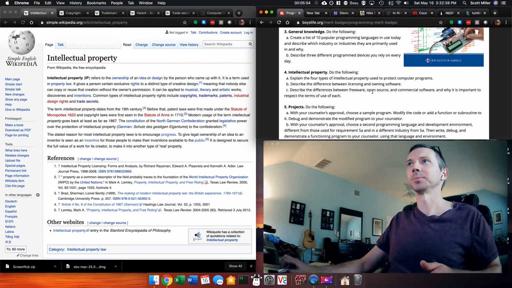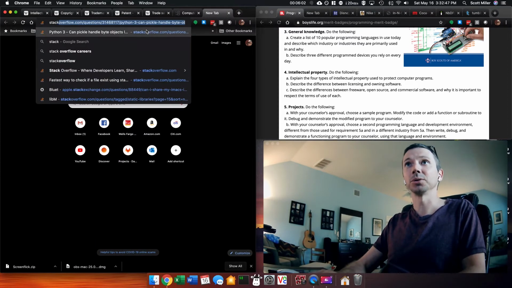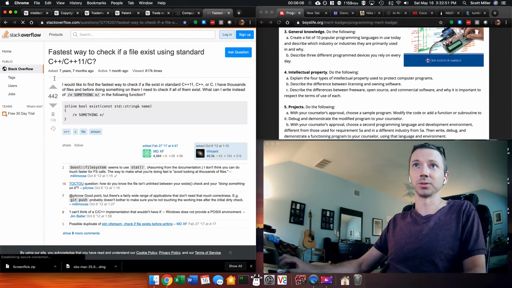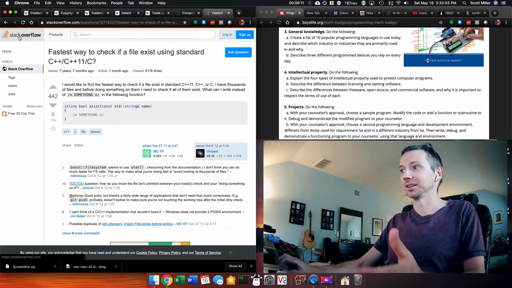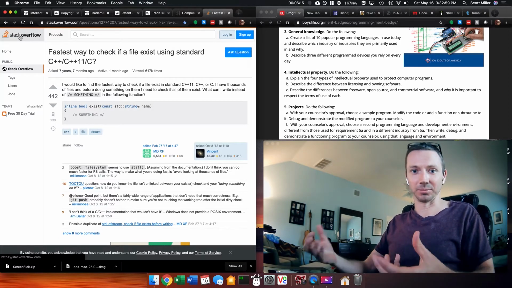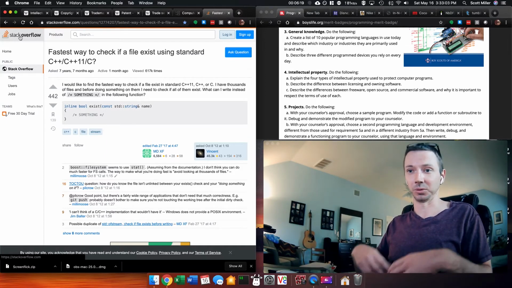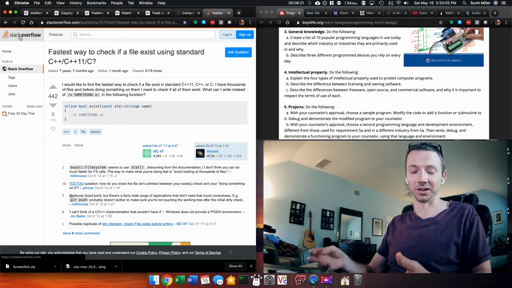Before we get to that, though, there's something very important I want you to understand about intellectual property and software. We're going to go to a site called Stack Overflow. Stack Overflow is a site that I use all the time at work. It's a way to get questions answered from programmers like myself by other programmers who may have more experience in a certain language or in a certain area.